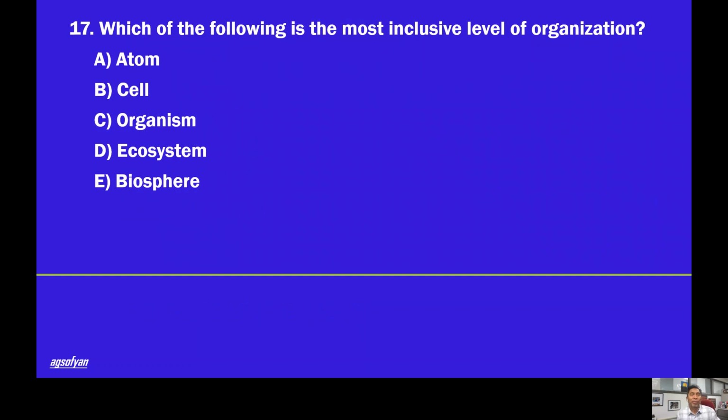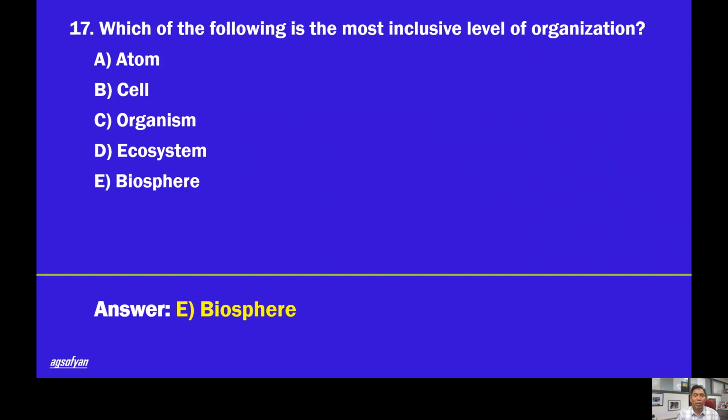Number 17. Which of the following is the most inclusive level of organization? A. Atoms, B. Cell, C. Organism, D. Ecosystem, E. Biosphere. Choose your answer. Yes, the answer should be biosphere, because the biosphere includes all the other levels there.